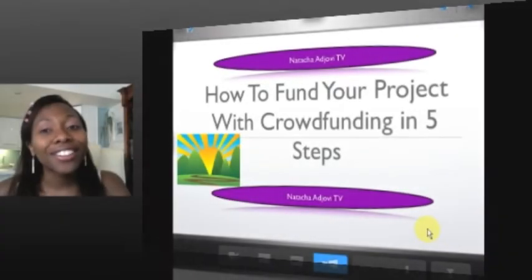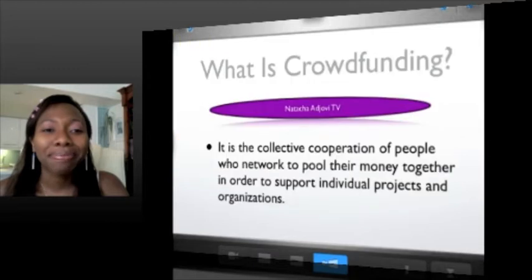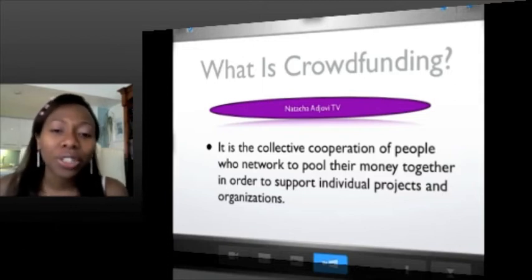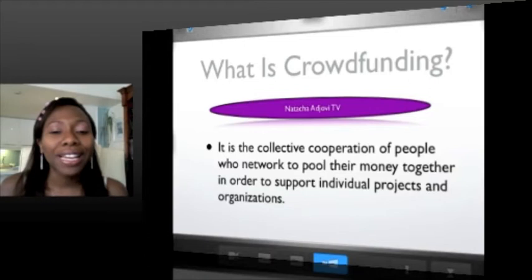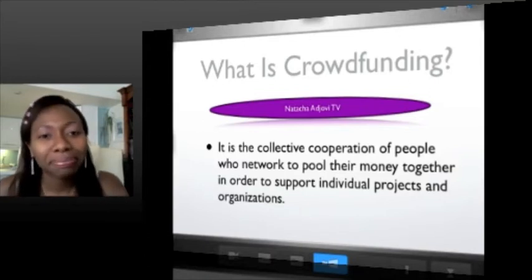We are going to discuss how to crowdfund your project in 5 steps. So first of all, what is crowdfunding? The textbook definition is that crowdfunding is the collective cooperation of people who network to pool their money together in order to support individual projects and organizations.